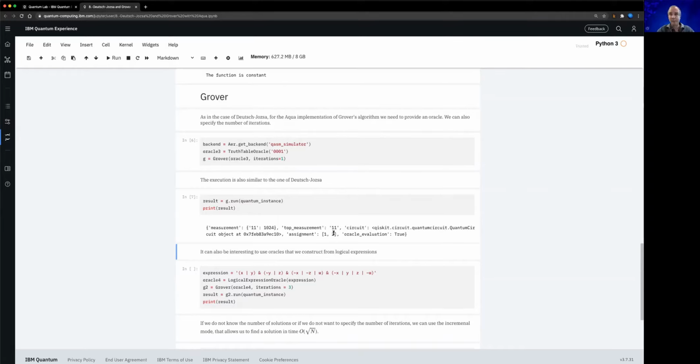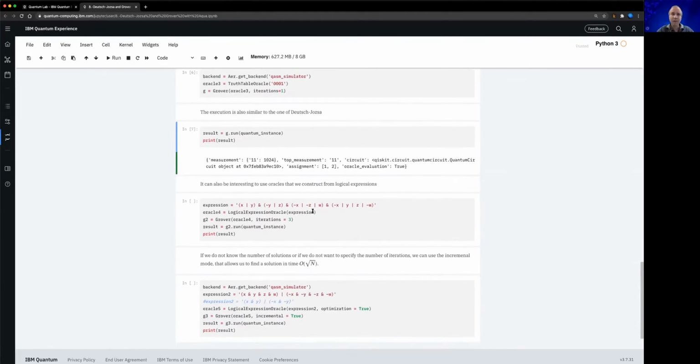This is the assignment, which is the variables that are set to 1 in the result of the execution. Since I'm having 1, 1, both the first bit and the second bit are set to 1, and then there is the evaluation of the oracle on that element. In this case, it's true because it has found the marked element. So this is a convenient way of running the Grover algorithm without having to explicitly define the oracle and all the circuit and running it and checking everything.